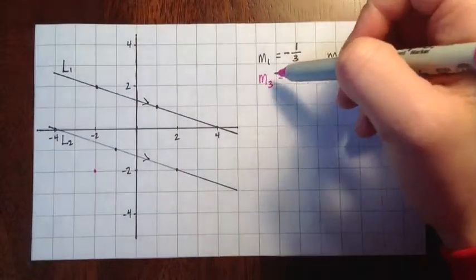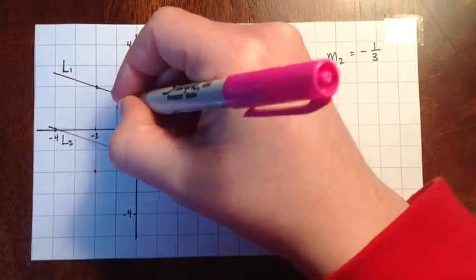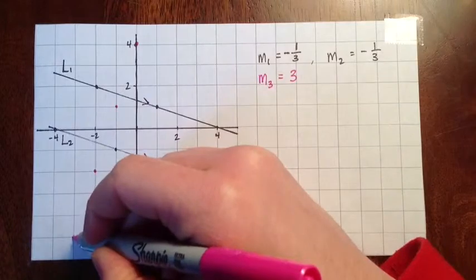And look at what happens if I draw a line with slope of 3. So rise of 3, run of 1. Maybe I'll get one other point back here.